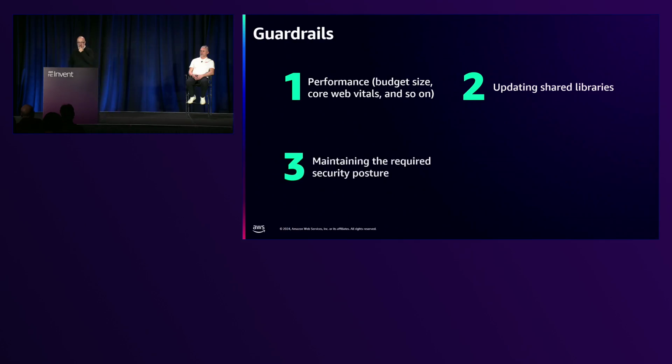The other thing you need to think about is that you need to maintain the required security posture. For instance, you want to make sure that no one is adding an API ID inside your front end. So you are going to scan all the version control in order to make sure that nothing in the code is compromising your security posture.